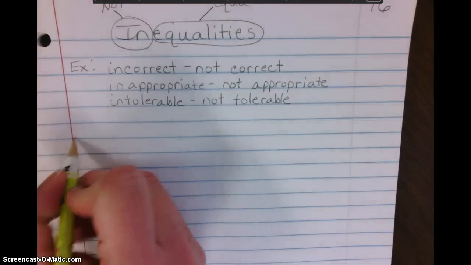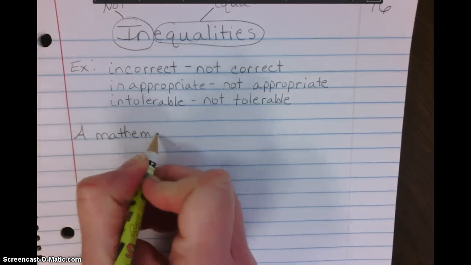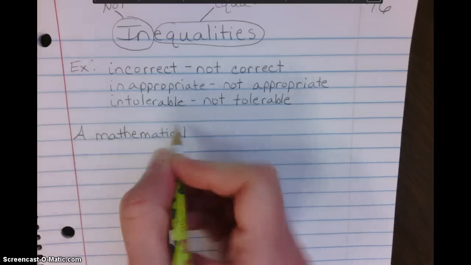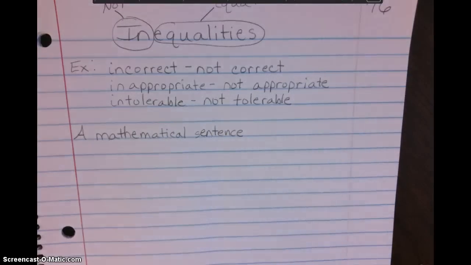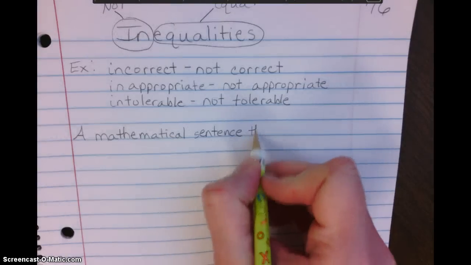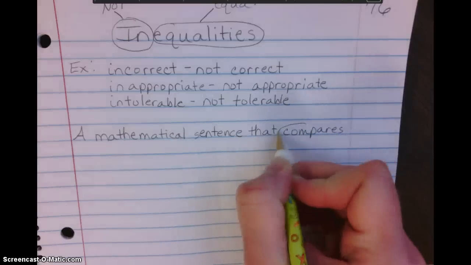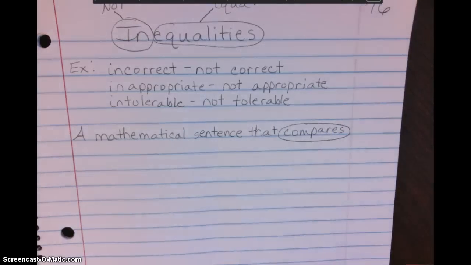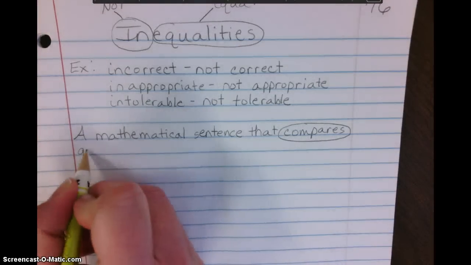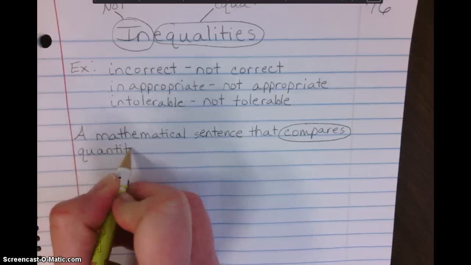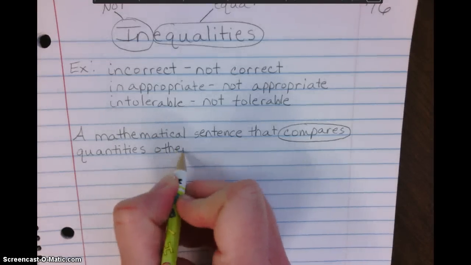Let's write a definition. A mathematical sentence that compares. And let's go ahead and circle compares because that's a key component of the definition. A mathematical sentence that compares quantities other than equal statements.